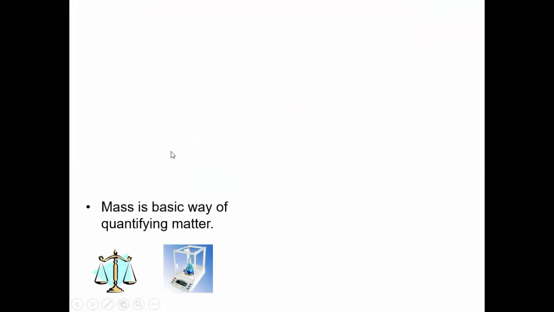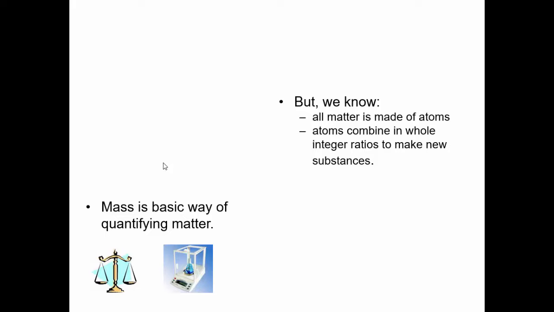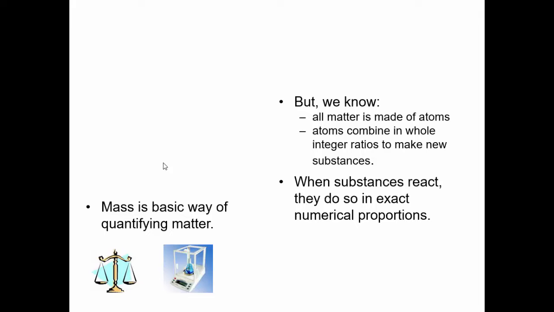So to review this, mass is the most basic way of quantifying matter. We take some matter, we don't have a piece of equipment that we can use that can tell us automatically how many particles are there. But we know that matter is made up of individual atoms, and we know atoms combine in whole number ratios to make new substances. And there are things such as chemical reactions, and when the reactants in a reaction go away and products form, they do so in exact numerical proportions.